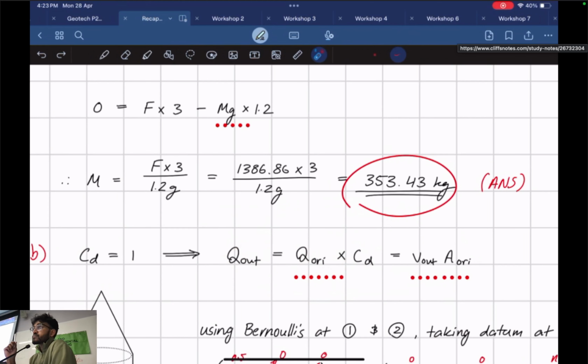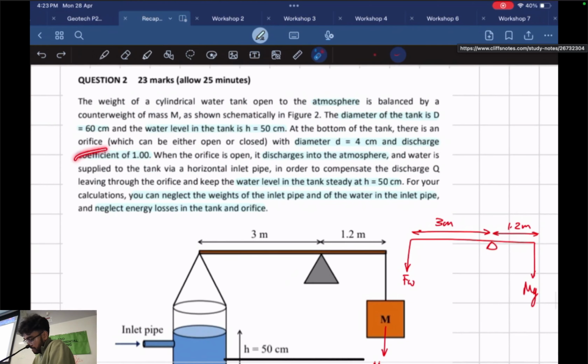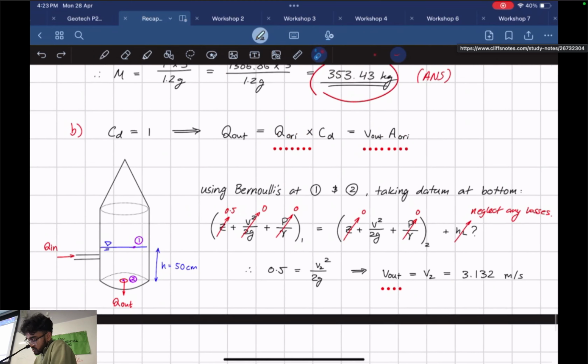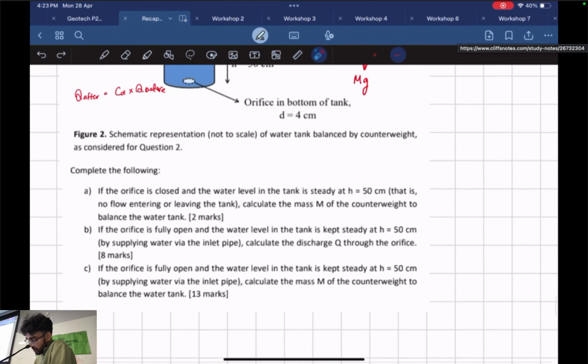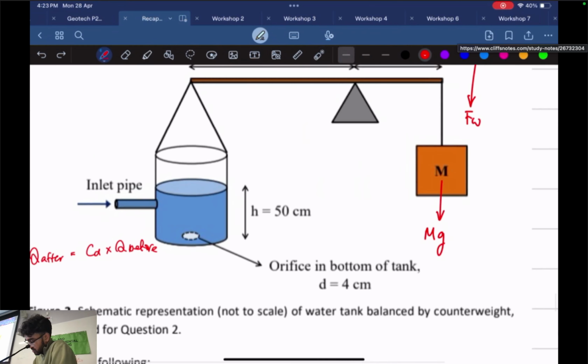Okay. Discharge coefficient. Yeah. They've given it to be 1. Okay? So now I'm going to use Bernoulli's between point 1 and point 2, where point 1 is the top of the water, point 2 is at the exit, right? It's at the orifice. So I'm going to say point 1 here.